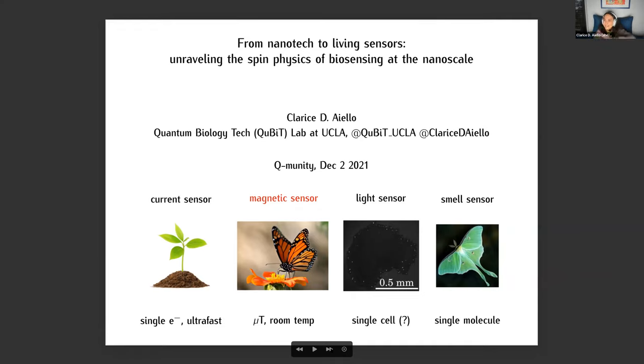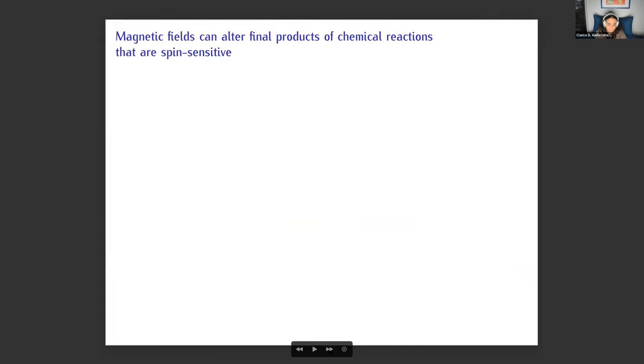So we're finally at the point where I want to be, with less than 10 minutes remaining, but we're going to get there. Before we talk about biology at the nanoscale, we need to talk about the chemistry, because physics underlies chemistry, which underlies biology. So let's go one level down and talk about the chemistry.